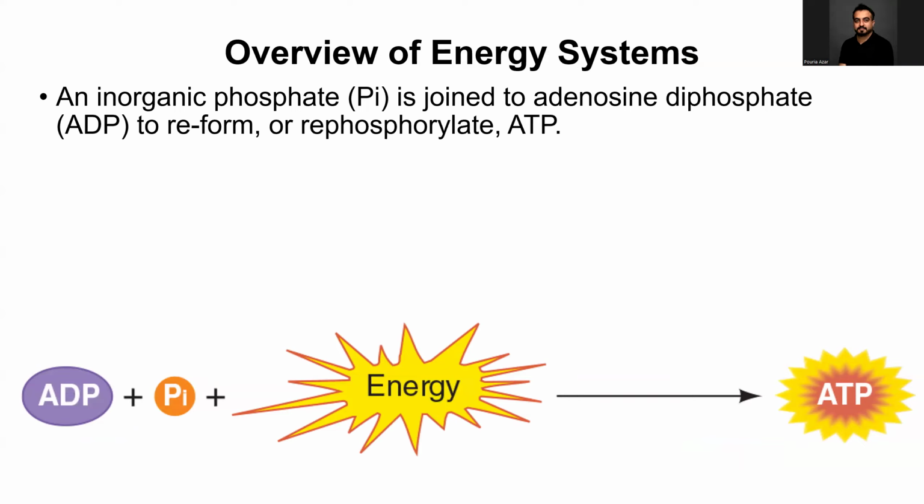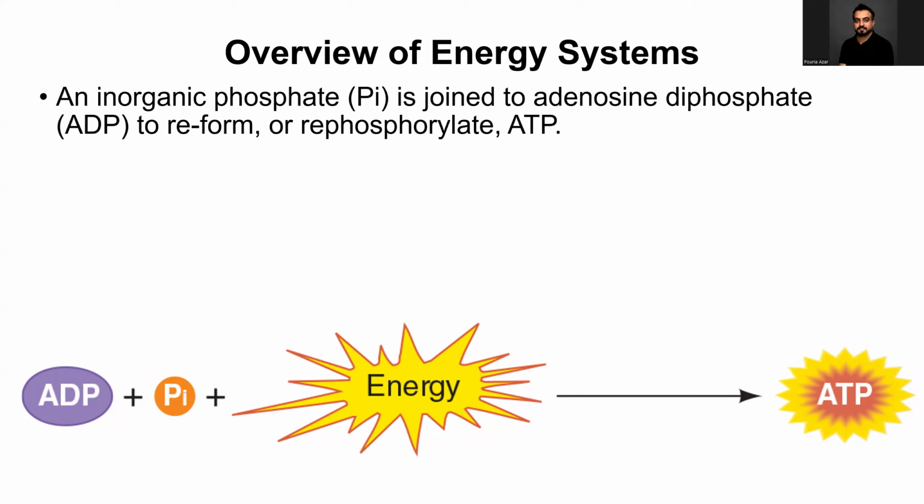So in this figure and reaction at the bottom of the slide, we see an inorganic phosphate, Pi, which is joined to adenosine diphosphate or ADP to reform or rephosphorylate ATP. And this is an anabolic reaction, right? Because we are building a molecule from small molecules. In this case, ADP and inorganic phosphate are joining together to create ATP, which is bigger than ADP and inorganic phosphate.